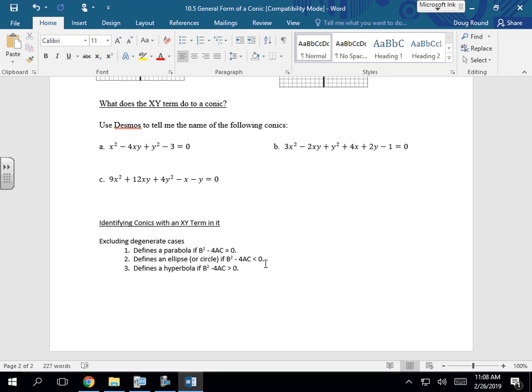So hang on to that worksheet. There's no homework associated with this. I just wanted to show you that there's a bit more than what you've seen up to this point involved with conic sections.